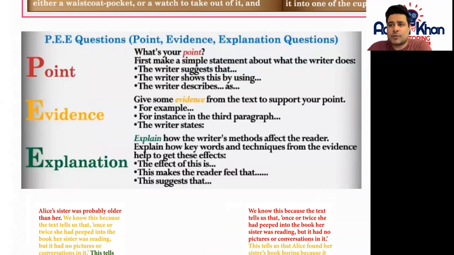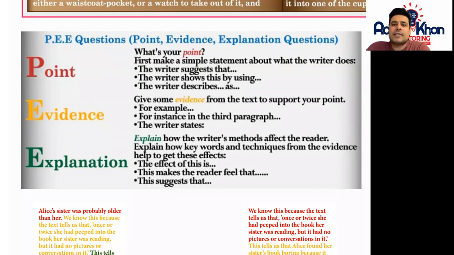So first, make a simple statement about what the writer does. So the writer suggests that, and start with that particular sentence or any sentence for that matter. Secondly, the writer shows this by using, the writer describes as, and shown. So what you're making is that first particular point to do with your original question. So without a point, there is no evidence and explanation.